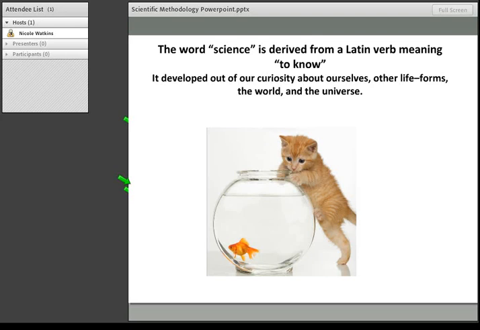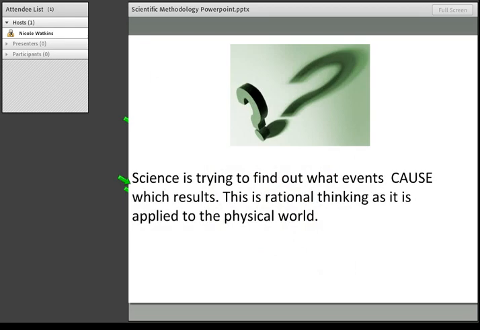So, the word science, where did it come from? It is derived from a Latin verb meaning to know. It developed out of our curiosity about ourselves, out of other life forms, the world, and the universe. So that is where that term science comes from, because you want to know about the things that are going on around the world. Science helps us to understand why it is that we have tsunamis that occur naturally. Why is it that we have earthquakes that occur naturally around the world?